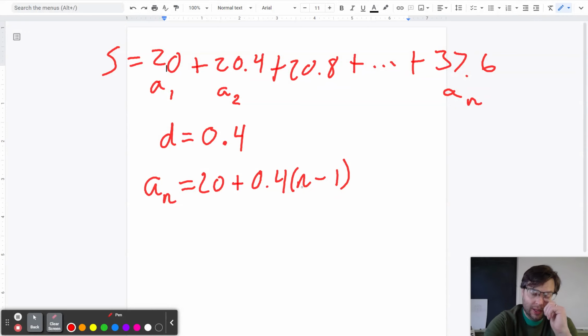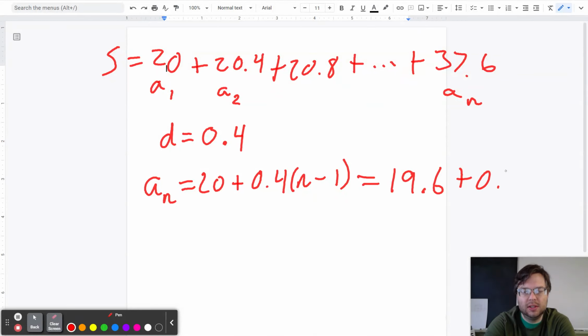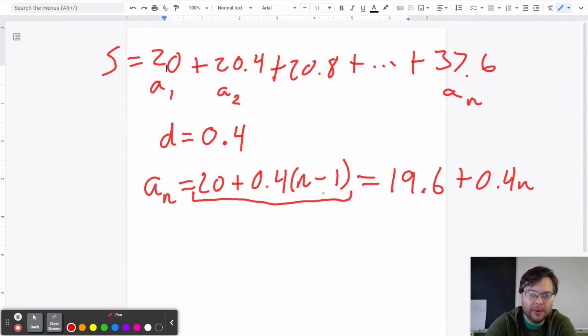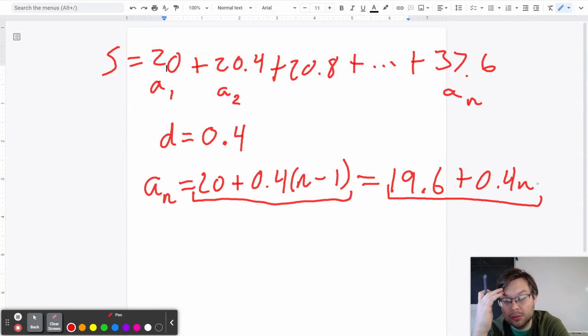Some of you are really stuck on the idea of writing it like this: 19.6 plus 0.4n. That is okay if you want to use that version. I just like to use this version here because it uses the numbers that are directly in the problem. The 19.6 in this other version, you have to think backwards to what the 0th term would be.